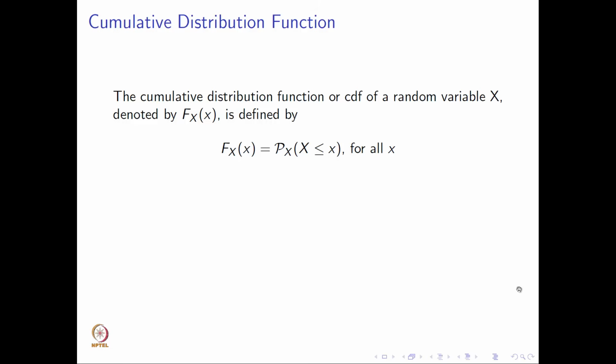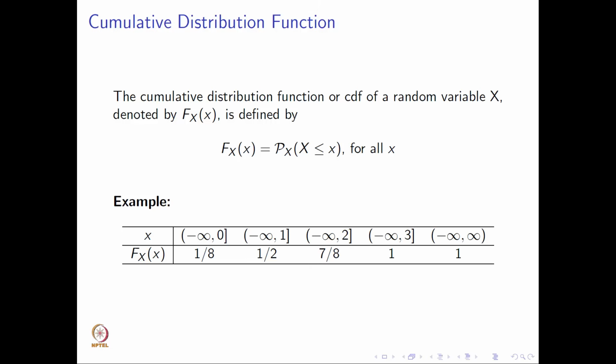The cumulative distribution function, or CDF, of a random variable x denoted by F_X(x) is defined by F_X(x) equals the probability of the random variable taking on a value less than or equal to x, for all values of x. For example, going back to the previous random variable which counts the number of heads observed in 3 tosses of a fair coin, the following table shows the intervals corresponding to the different values of the random variable x along with the corresponding values of the cumulative distribution function.